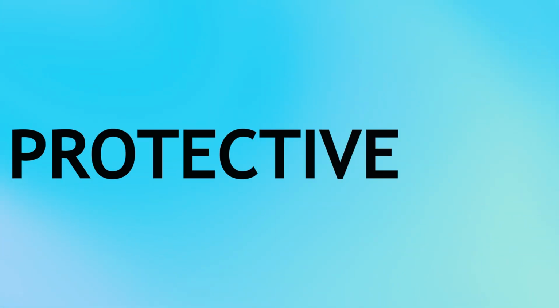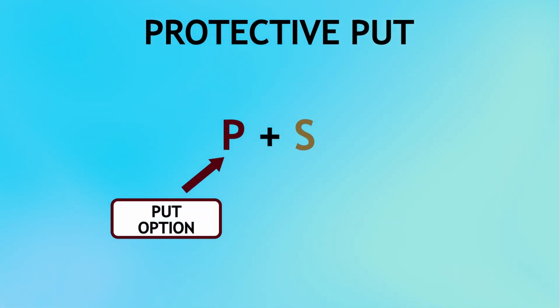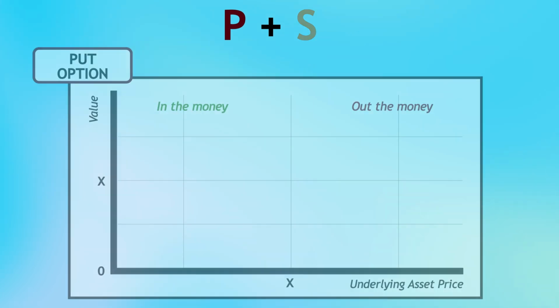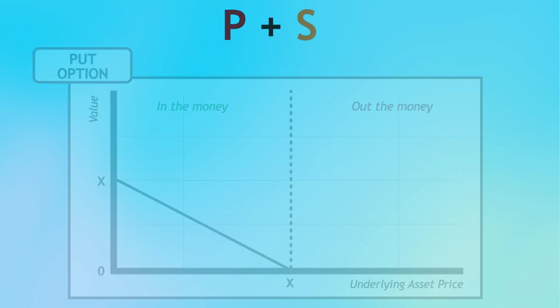Let's move on to the protective put. A protective put is a portfolio that contains a put option and the underlying asset. Let's start by looking at the value of the put option, based on the value of the underlying asset at expiry. With a put option, the maximum payout is when the underlying is worthless, with the payout decreasing the closer the underlying asset price is to the strike price. Once the value of the underlying asset is larger than the strike price, the put option becomes worthless.